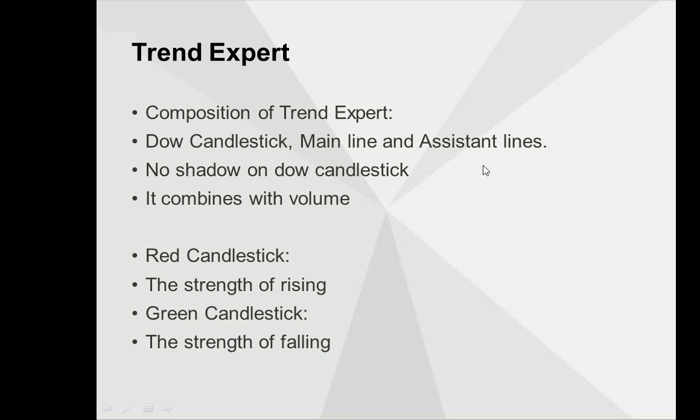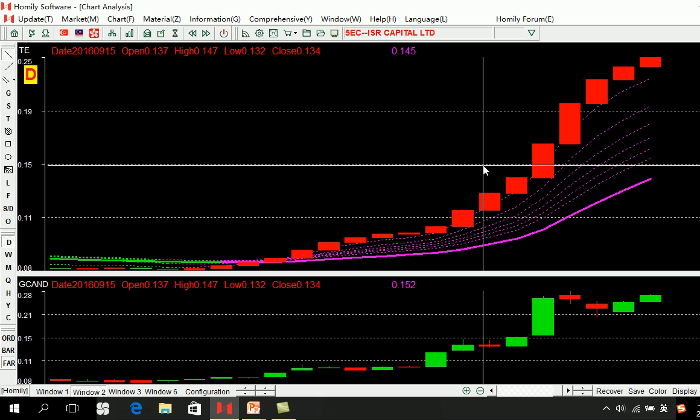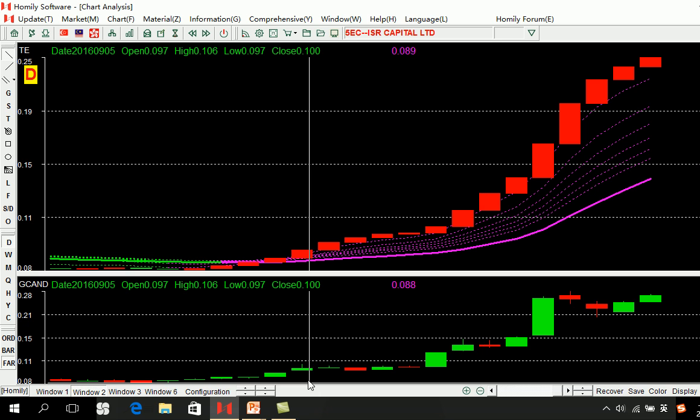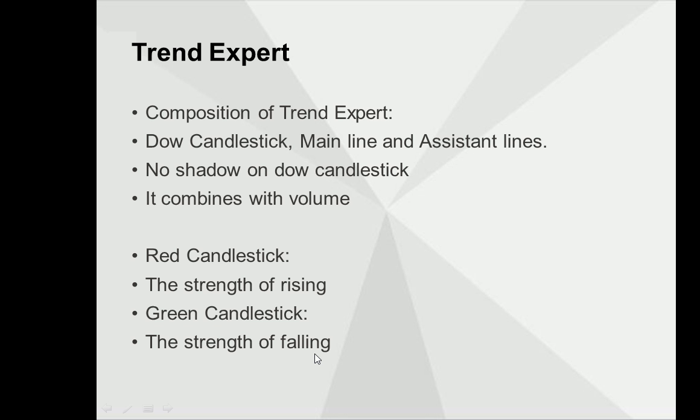The next one is the assistant lines. Here are the assistant lines: 1, 2, 3, 4, 5, 6. Six assistant lines. Later I will show you how to use the assistant lines to judge the support, and to judge the buy and the sell point. Okay, so we can see the next one.